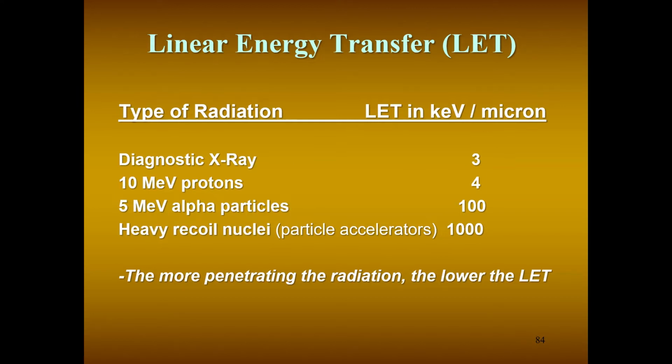An alpha particle with 5 million electron volts has a LET of 100, and particles that are created in particle accelerators, like heavy recoil nuclei, can have LETs of 1,000. So we can say safely from this graph, the most harmful type of radiation given to us on screen here are the heavy recoil nuclei, because their LET number is the highest.